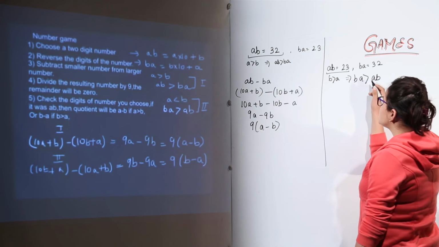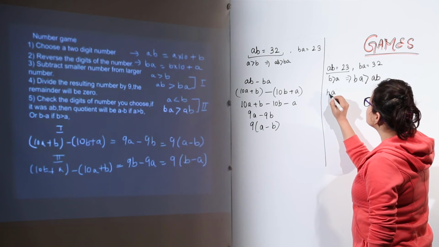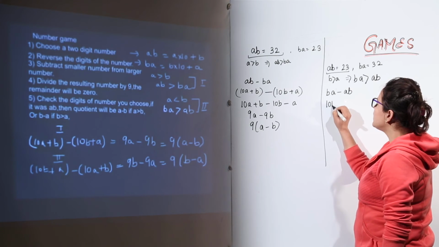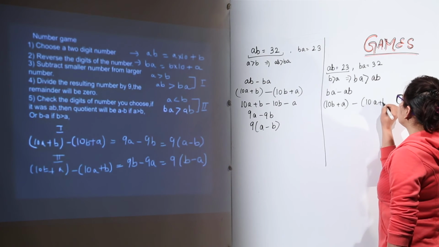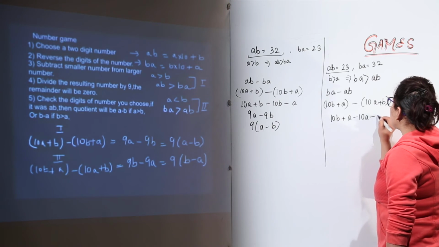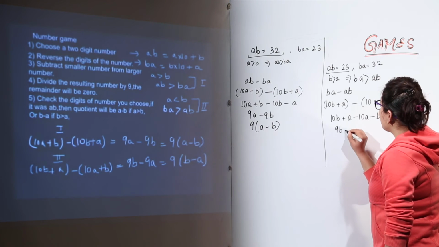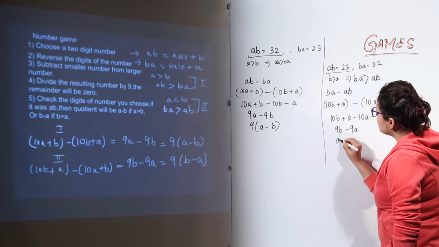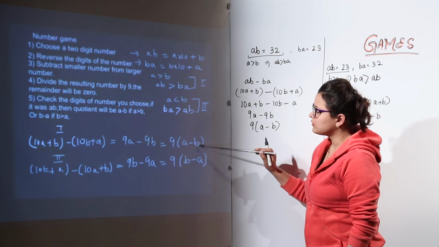Done. Now obviously we will subtract the smaller number from the larger number. So we will do BA minus AB. Now BA can be written as 10B plus A minus 10A plus B. What do we get? 10B plus A minus 10A minus B. We are getting 10B minus B equal to 9B. Minus, why? Because minus 10A plus A is going to give us 9A. So we get 9 as common and B minus A. So that is the case in both the cases.